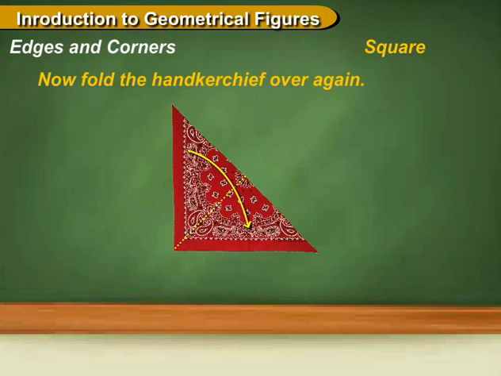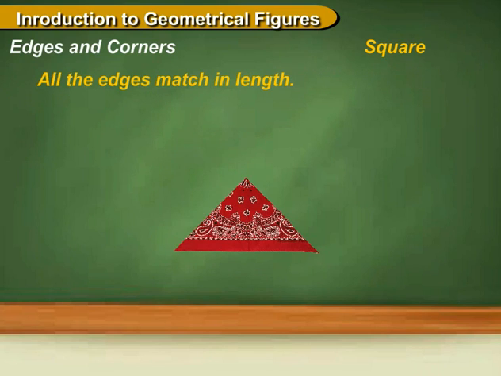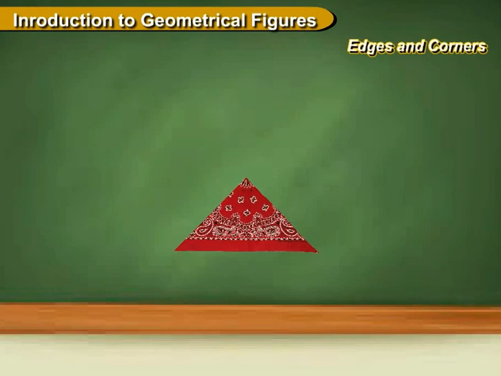Now fold the handkerchief over again. All the edges match in length. All the edges of a square are of equal length. Note that we got a triangle when we folded the handkerchief.